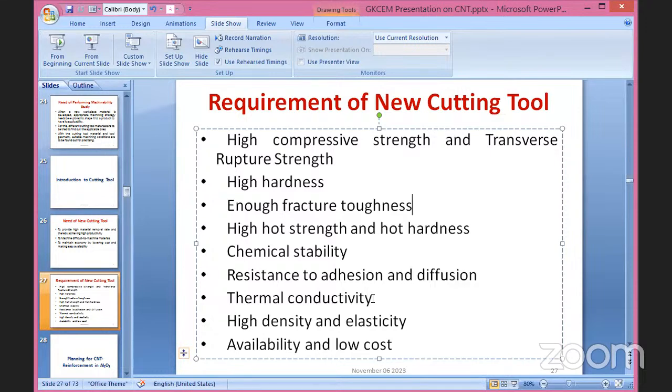Then thermal conductivity should be there, because whatever heat is generated should be conducted away as fast as possible. Otherwise, heat will be accumulated at the cutting tool edge and its surroundings, and there you require a very high-end property of the cutting tool material to resist that. Otherwise, if it is softened, then your cutting tool edge is getting lost, and no more machining will be possible. And then high density and elasticity is also another property, and it should be available easily and be of low cost. That means economy should be maintained and availability should be ascertained. These are the basic requirements of any new cutting tool.